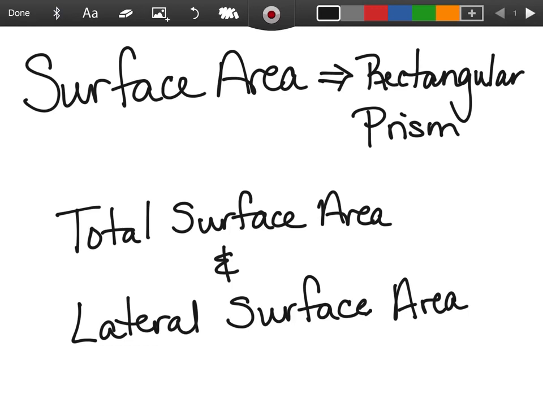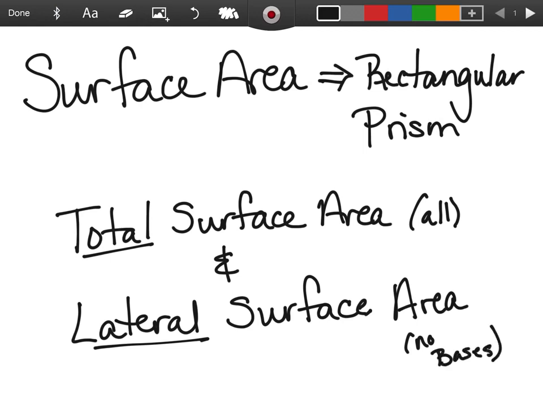Hello guys. Okay, we're going to do a super quick review on how to do surface area of a rectangular prism. Remember there are two different kinds of surface area: total, which means all of it, or lateral. Remember lateral means no bases. This is very important. This is when we were talking about a label that goes around our picture or our container or whatever.